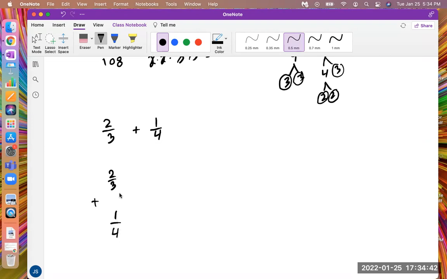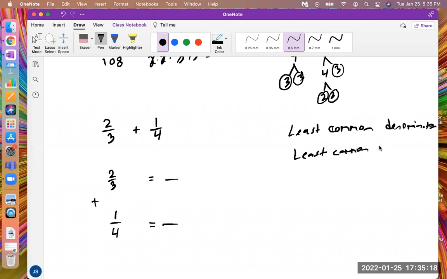And the reason why I do that is because I know I need to build fractions that have the same denominator: a fraction that's equivalent to 2/3 that has the same denominator as a fraction that's equivalent to 1/4. So we have to find the least common multiple. To find the least common denominator, the LCD, you find the least common multiple of the denominators.